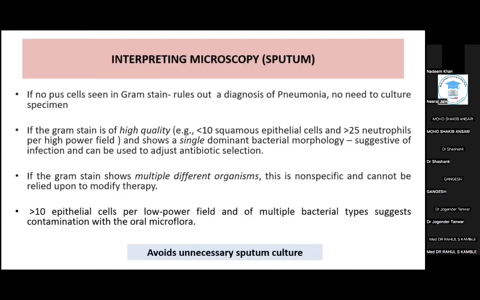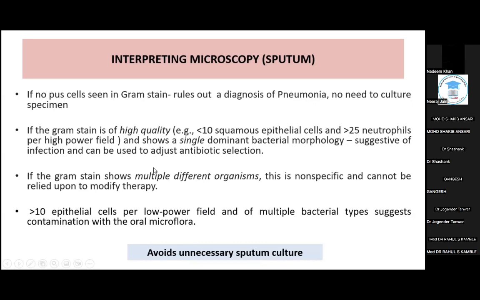Let us see a few more similar comments in the microscopy. For example, a sputum sample. If no pus cells are seen in the gram stain, then it rules out the diagnosis of pneumonia. So there is no need to culture the specimen in such a case, if there are no pus cells or the pus cells are not significant. We say pus cells are significant when there are more than 25 per field, and if it is less than 10 per field, it doesn't indicate any infection. So in such cases, from the microscopy itself, we can avoid the unnecessary sputum culture.